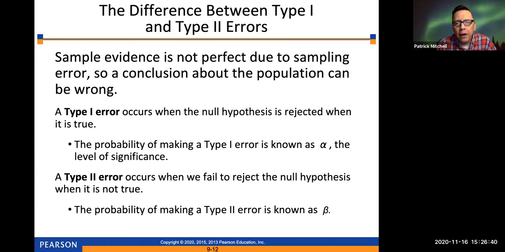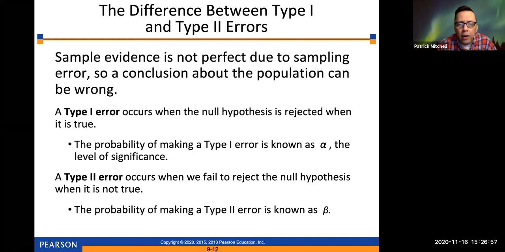So a type 1 error occurs when the null hypothesis is rejected when it was actually true. And the probability of making that type of error is known as alpha, which is the level of significance that we were talking about earlier.